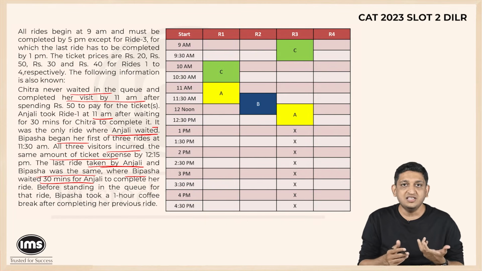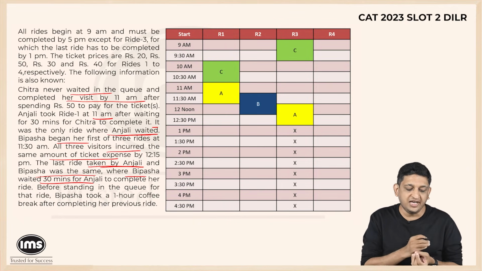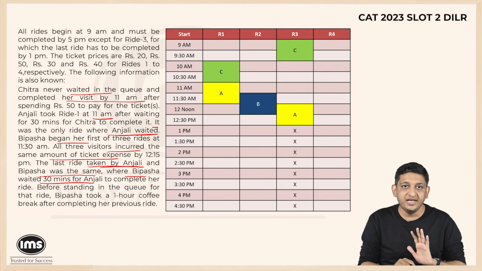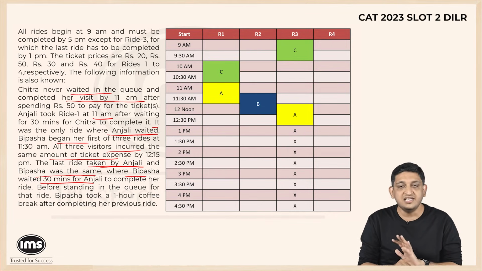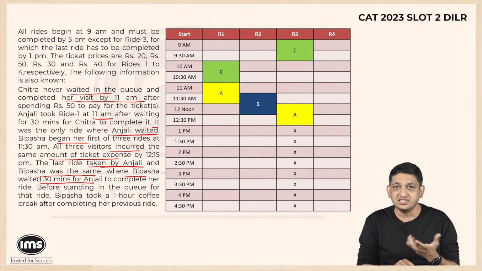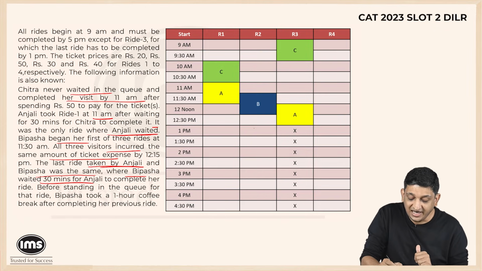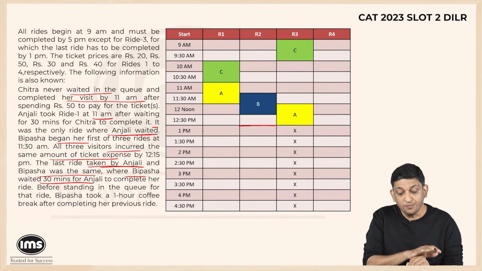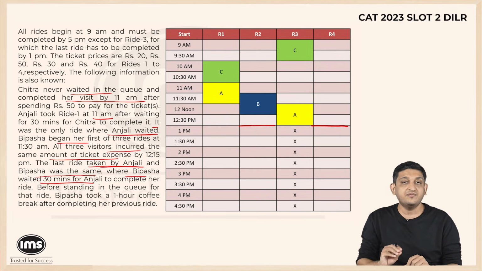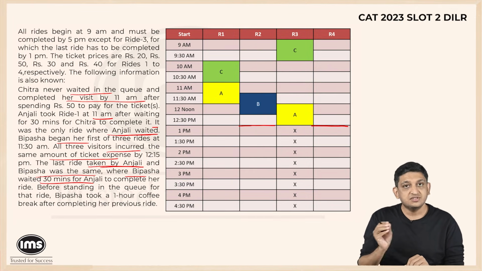Right? Also we know that Anjali would not have taken any breaks, because Anjali did not have to wait for any other ride except for the first one. Right? For ride 1, she had to wait for Chitra to come out. Otherwise, Anjali has not waited at all. That is what we know. So on the basis of this information, we know that Anjali should be going to either ride 2 or ride 4, because Anjali has not taken any break. And that's why we know that at 1 PM, Anjali will either be getting into ride 2 or ride 4. So either here or here, Anjali will be there. That is one thing that we know for sure.